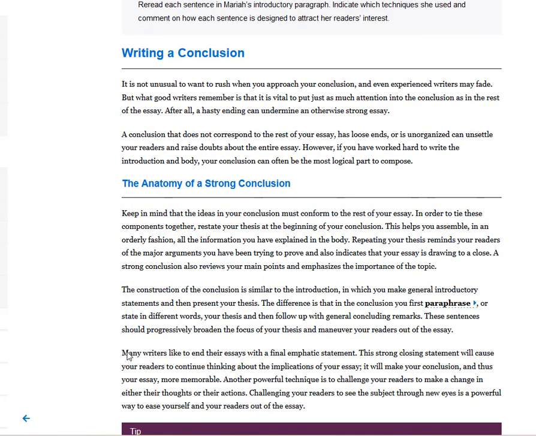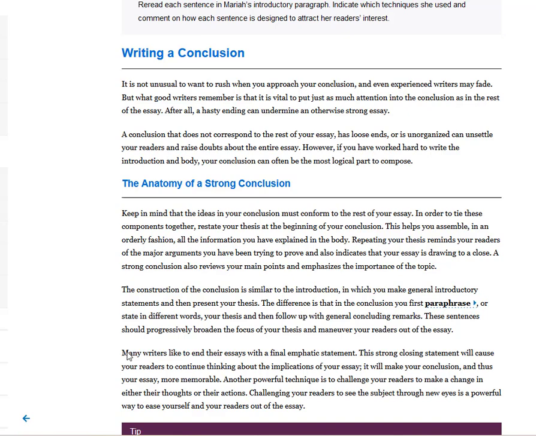Writing a conclusion. It is not unusual to want to rush when you approach your conclusion, and even experienced writers may fade. But what good writers remember is that it is vital to put as much attention into the conclusion as to the rest of the essay. A conclusion that does not correspond to the rest of your essay, has loose ends, or is unorganized can unsettle your readers. So when you write your conclusion, you want to give closure.